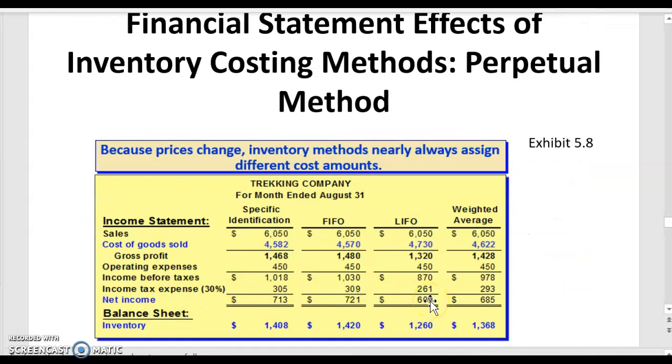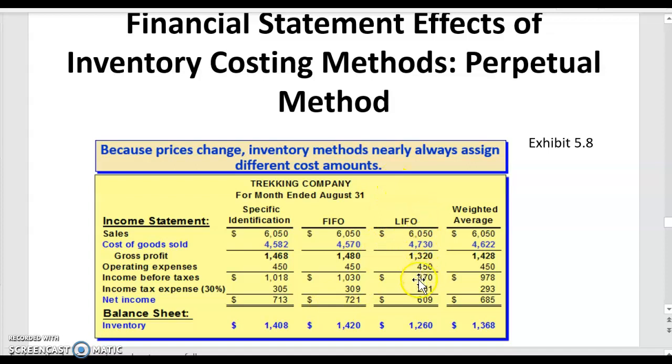In this example, we have the financial statements for a trucking company, and you can see the specific identification method comes up with a net income of $713. In that case, we specifically identified the costs to these goods that were sold. Under FIFO, we did first in, first out, and our net income was $721. Ending inventory was $1,420. It's a higher ending inventory, higher net income. This is normally preferable for financial statement reporting. You're reporting higher assets, you're reporting higher net income.